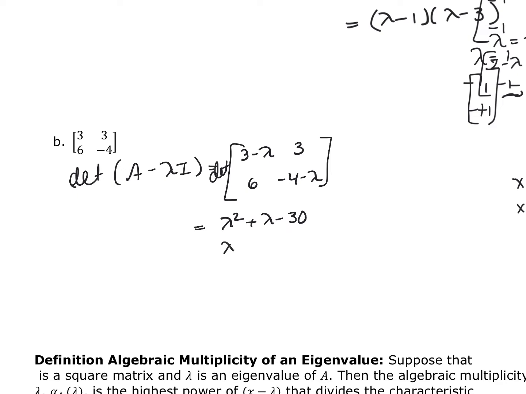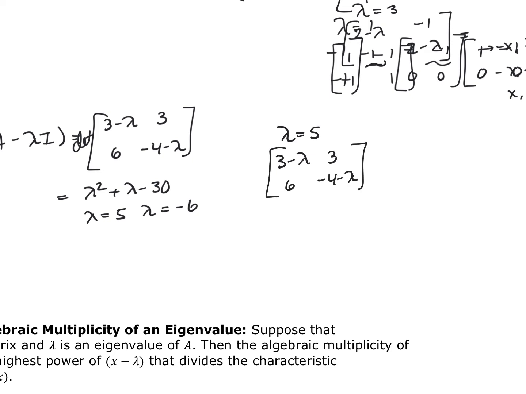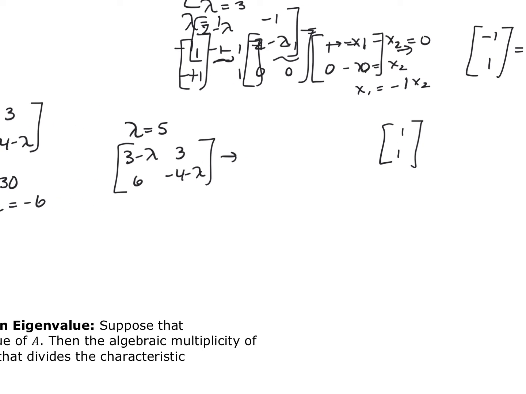And so we know that lambda is going to be 5, and lambda is going to be negative 6. Now again, we started out with this. So let's then find the eigenvectors associated to this. So we found the lambdas. Let's start with lambda equal to 5. Then 3 minus lambda, 3, 6, and negative 4 minus lambda, using lambda equal to 5, becomes negative 2, 3, 6, and negative 9.